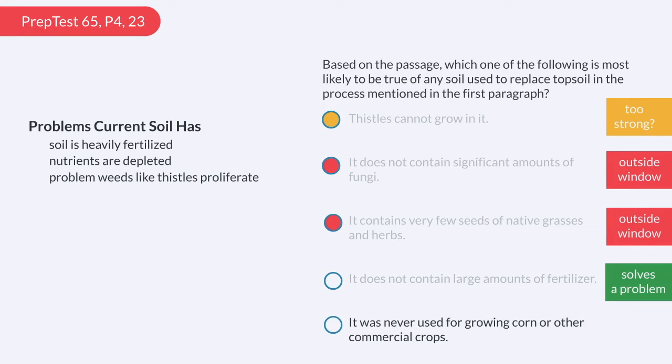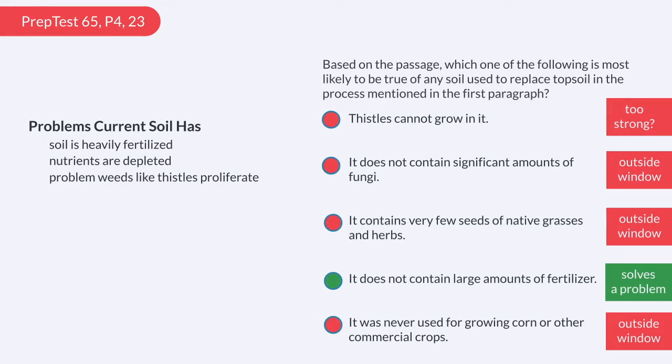And then E is saying that this new soil was never used to grow corn. That seems out of nowhere. It's very strong. It's outside the support window. I am not attracted to it. So it looks like D is the winner. I don't feel the need to go to battle for A or C when I definitely like D.